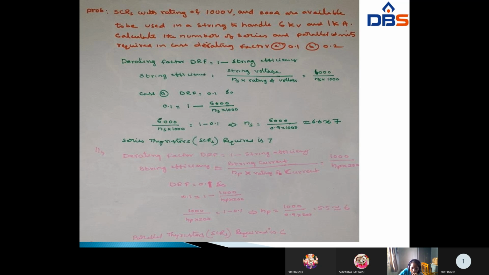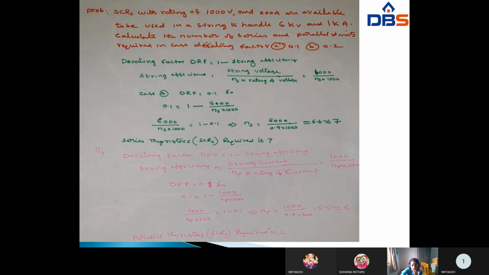So here derating factor will be 0.1. So 0.1 equals 1 minus string efficiency. String efficiency will be string current, how much? 1000 by number of parallel connected thyristors into rating of a thyristor current, 200. So simplifying this, the parallel thyristors, SCRs required, will be obtained as 6.